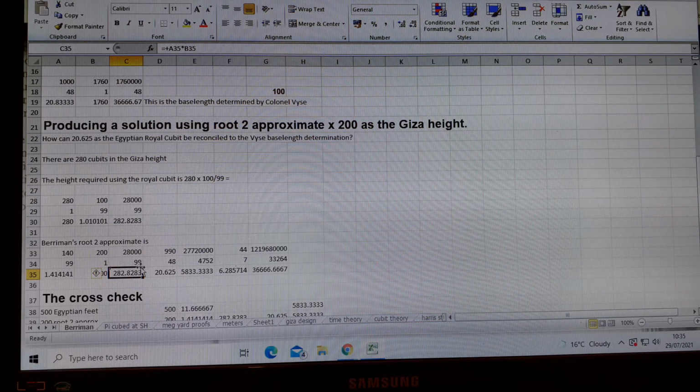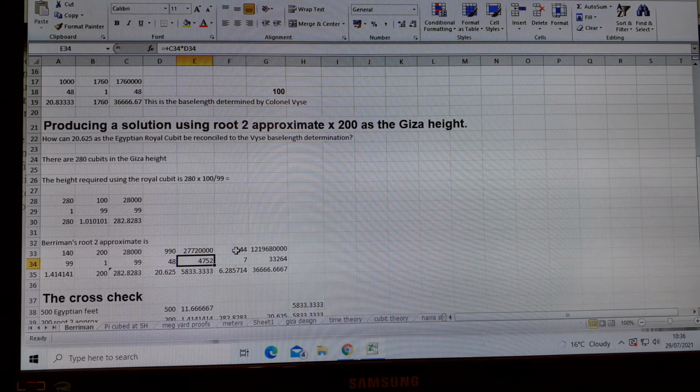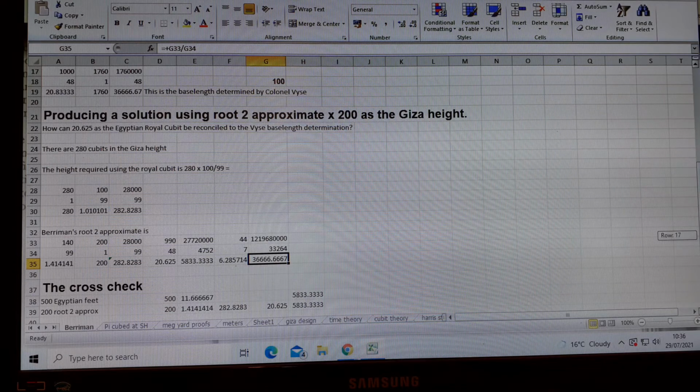So we multiply that out and we get a height of 5833.333, being 2772.0000 divided by 4752. And if we multiply that height by the relationship between the height and the base, which is 44/7, we get 121968000 divided by 33264, which is 36666.667. That's what we're looking for.